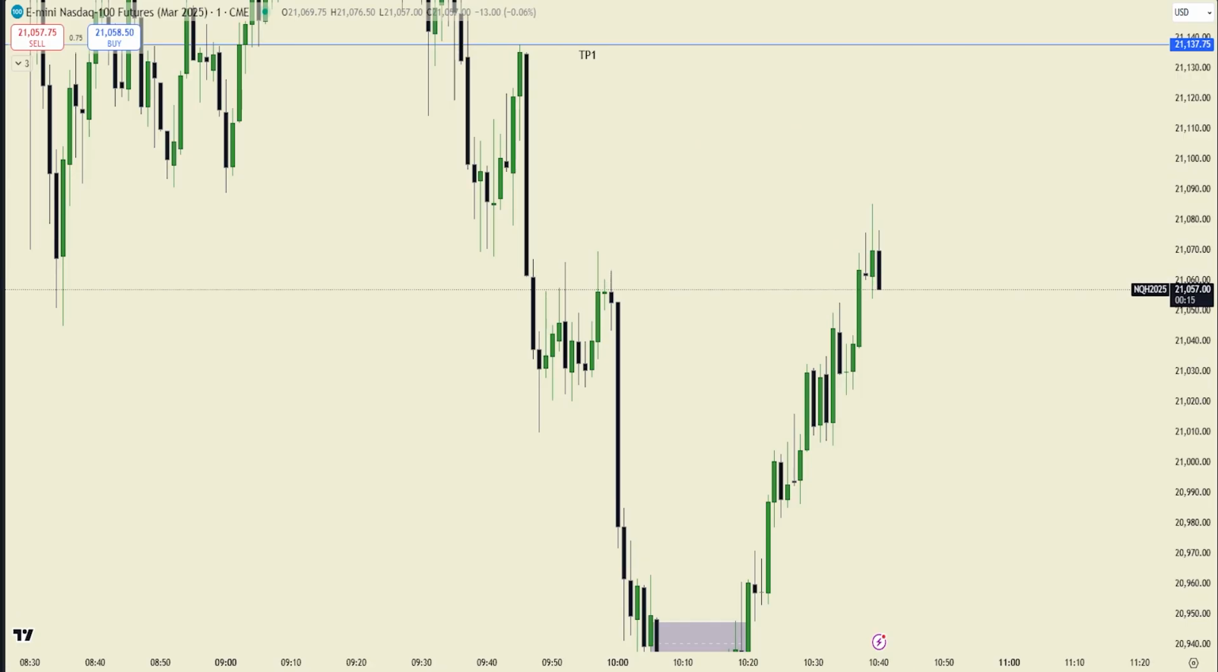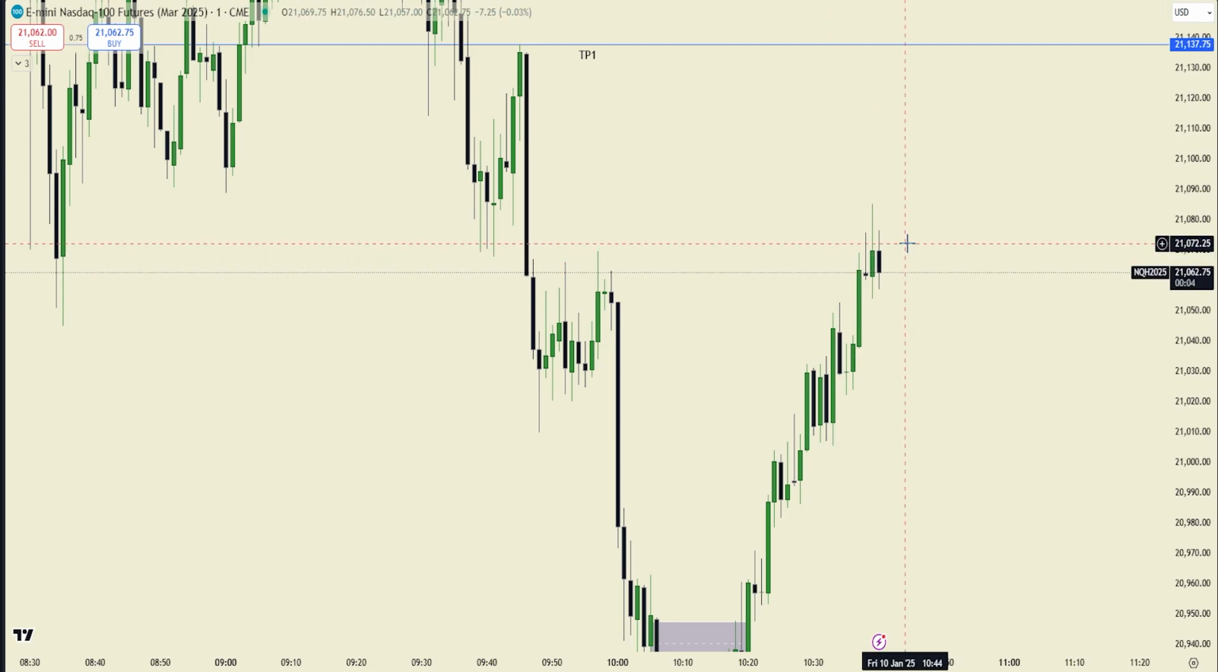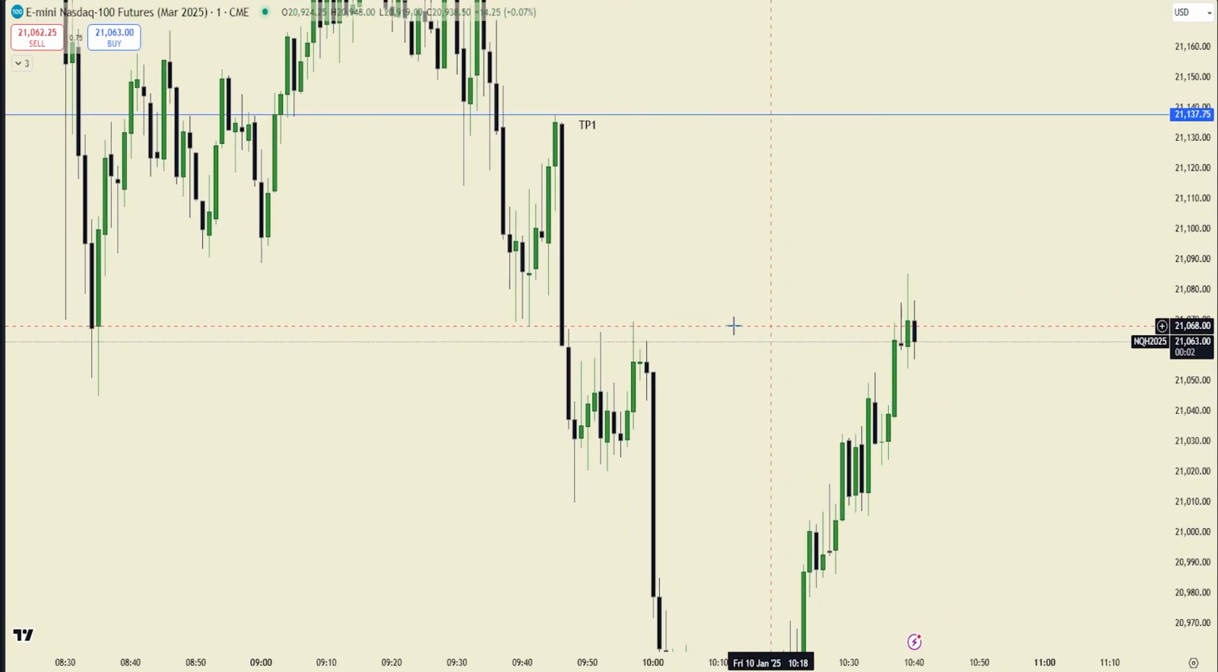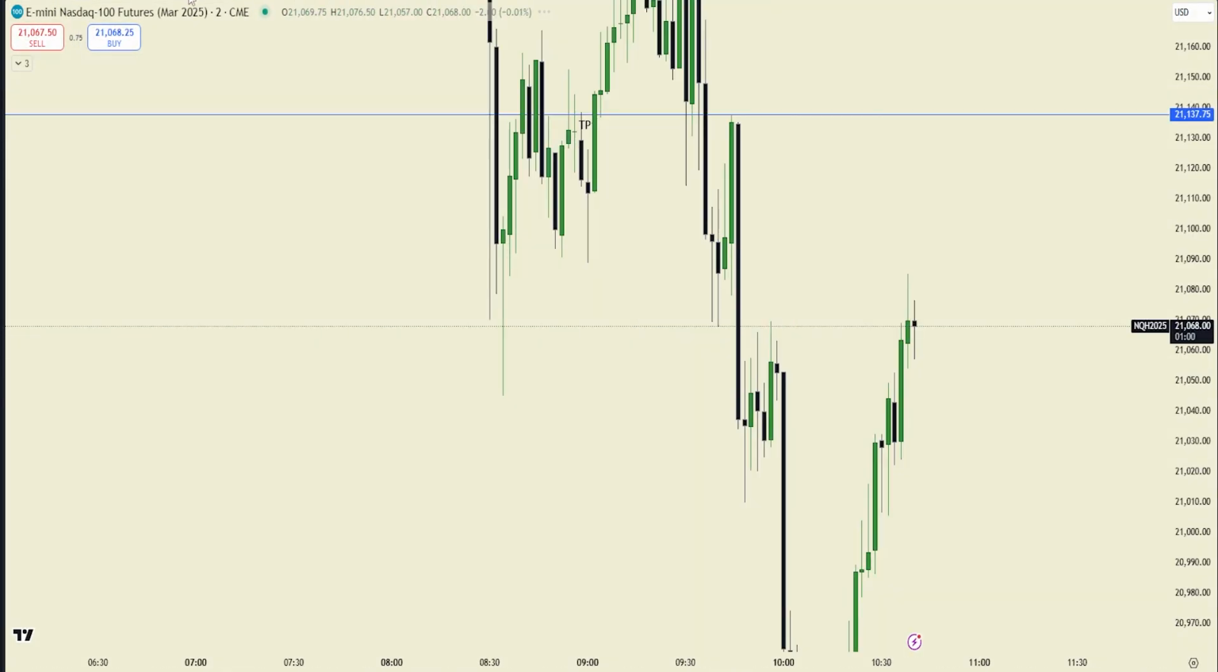How do you scale properly? So you have to enter a trade with more than just 1 micro, and then you have to take profits at the respective take profit points, which would be, for example, unfilled liquidity. So in this case, it would be this high inside of a fair value gap.